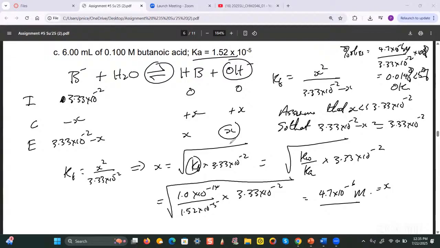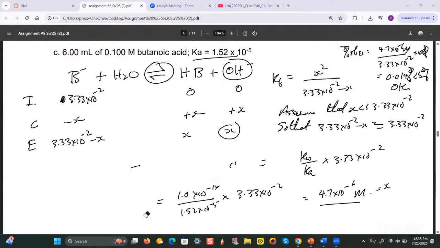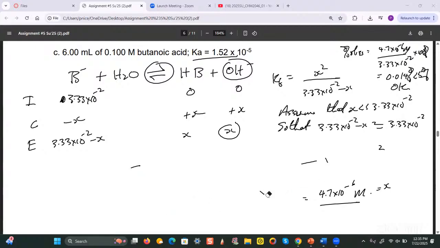Now remember, the question is asking for the pH. Therefore, X is equal to the concentration of OH minus, which is 4.7 times 10 to the minus 6 M.